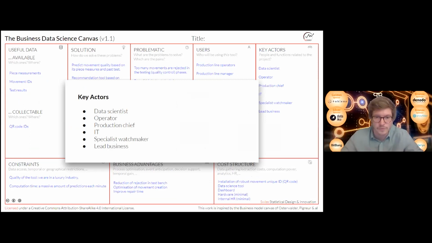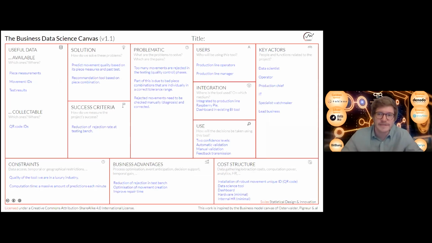Here is the specialist watchmaker. If you want to have a good solution with data science, you have to work together with the specialist watchmaker who knows his job and who knows how to solve problems with movement. So with this, we have a complete data science Canva. And here we have the full, completed example.